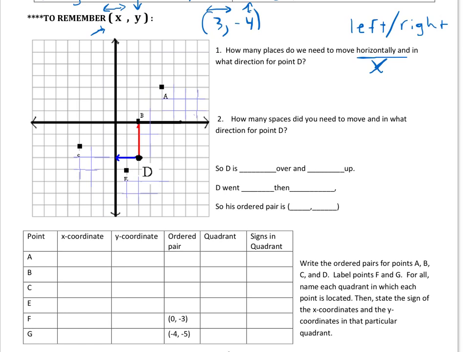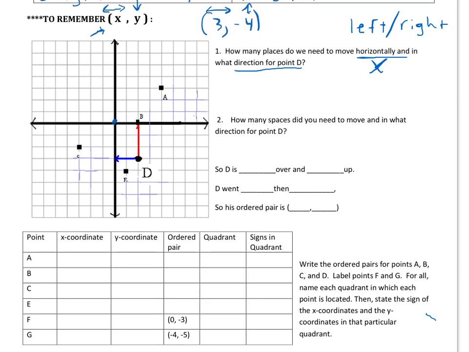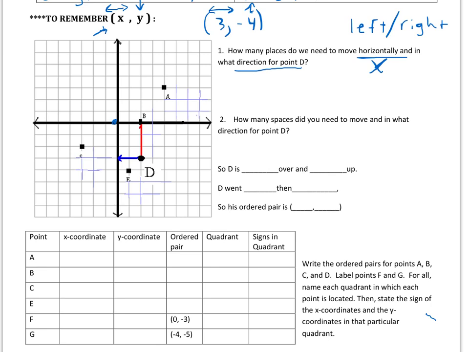And in what direction for point D? Basically, how are we going to get to point D? Well, we always start at the origin, and then we would have to move how many places? D's down here, right? So I'm going to have to go 2 places to the right. So my answer for this first part would be right 2 places.